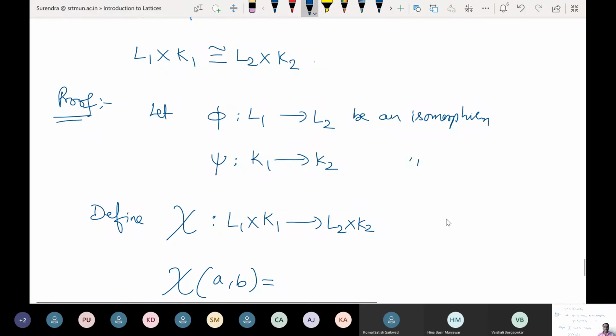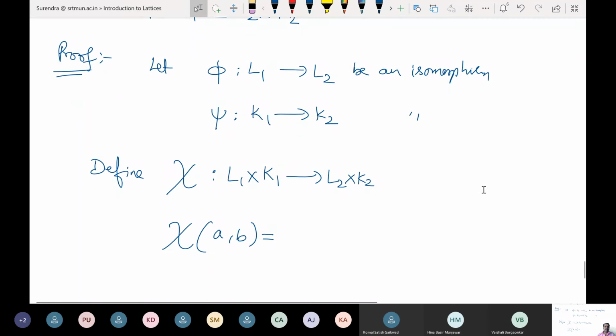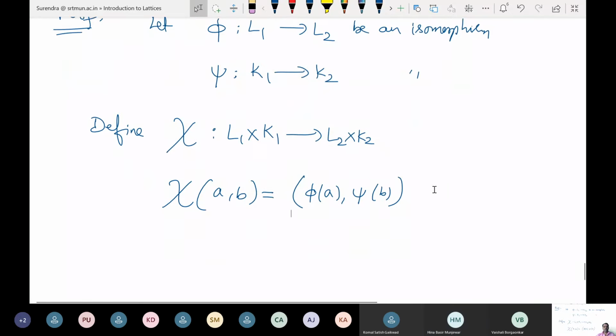Where A is in L1 and B is in K1. So how can we define this, such that it is an element of L2 cross K2? Phi of A, very good. So phi of A, then psi of B. Yes. So if we can define this, these all come as natural maps.